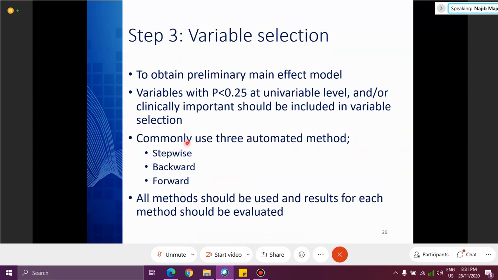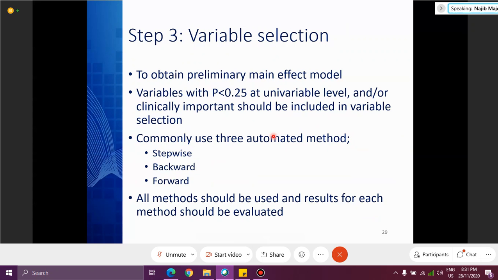So traditionally, we use automated methods for variable selection, right? We usually use the stepwise method, backward method, and also forward method. If you use automated methods, all these three methods should be evaluated and compared, right? You need to compare the results of these three methods. So this is one of the modeling options to develop a model for linear regression.